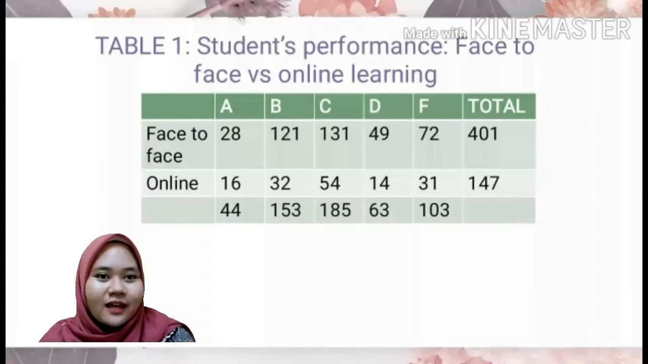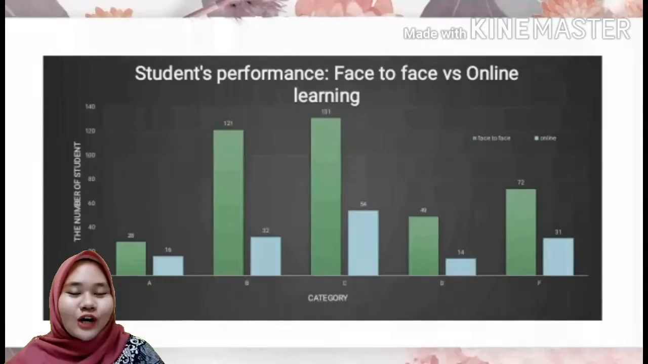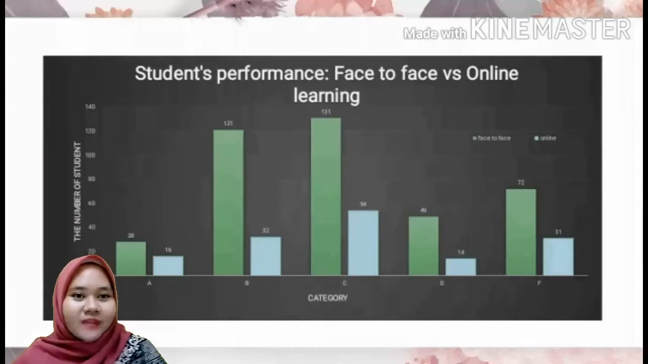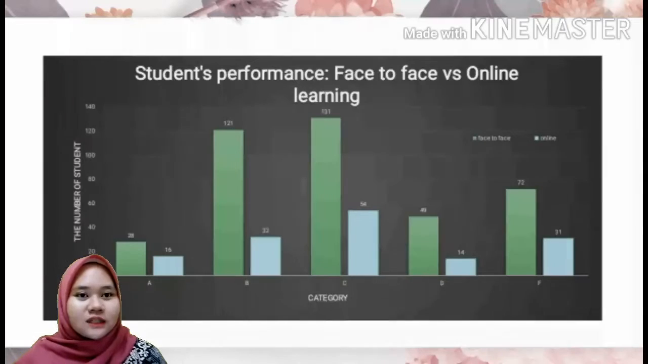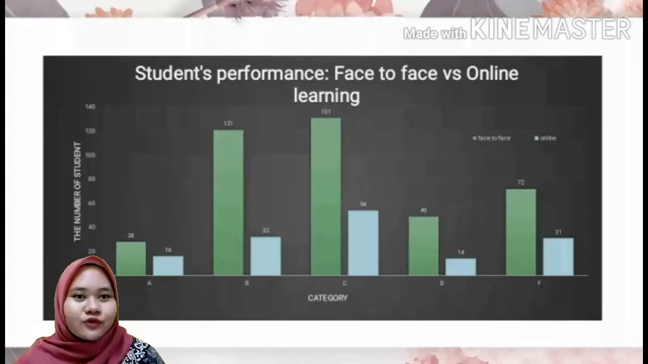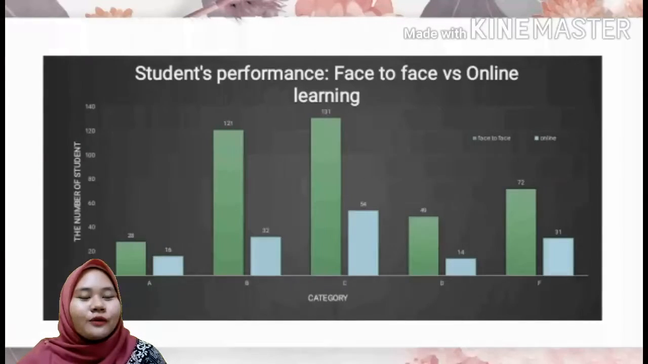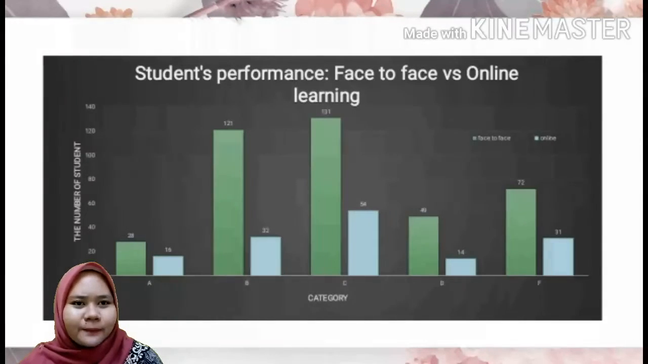Students will understand more when they study face-to-face with the lecturer than online. So I will explain a little bit about the graph. In the graph, we have a horizontal axis and a vertical axis. For the horizontal axis, we use the number of students, and for the vertical is category. So we can see that the green color is for the face-to-face and the blue color is for the online.